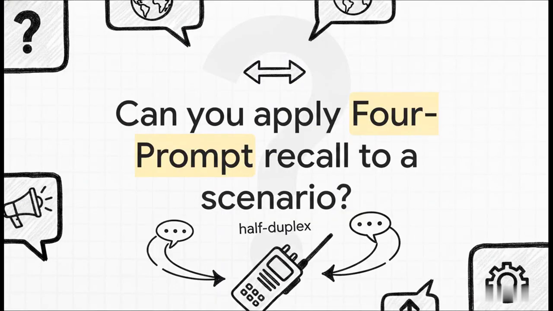So here is a quick challenge for you to mentally rehearse right now. Can you apply the 4-prompt recall method? That's what, how, where, and why to a specific data transmission scenario? Like if the exam suddenly asks you about a walkie-talkie, ask yourself, what is it? It's half duplex. How does it work? Two-way, but sequential. Where is it used? Voice communication. And why? Because the channel just can't handle simultaneous audio overlap. Using this framework makes your answers infinitely adaptable to whatever they throw at you.